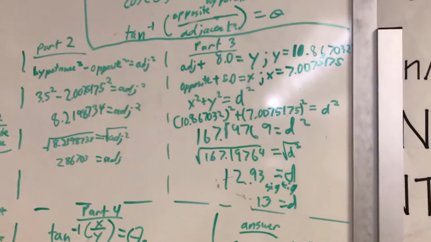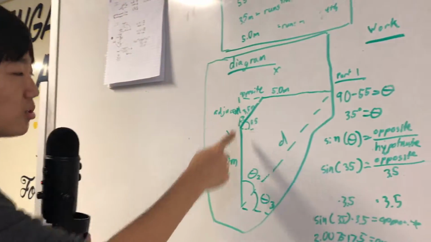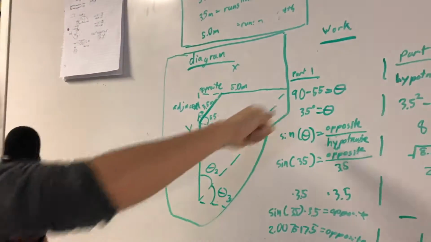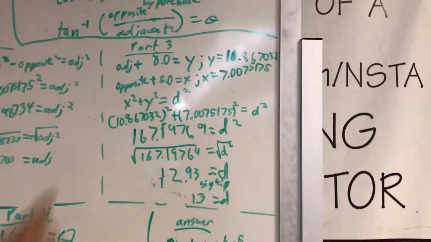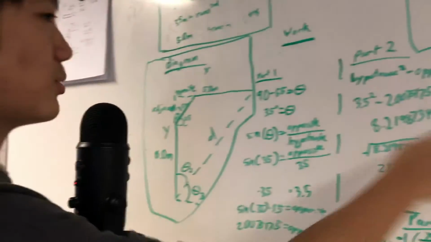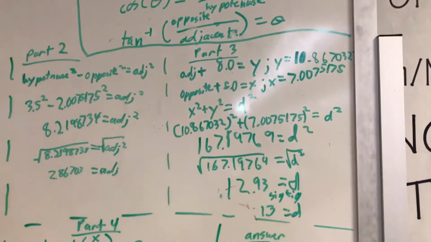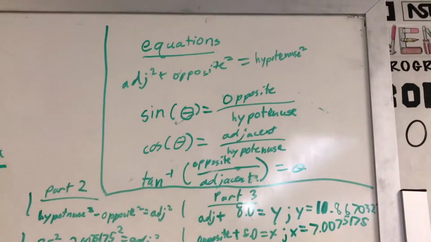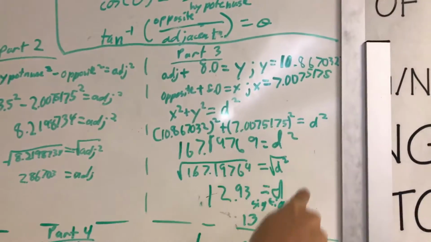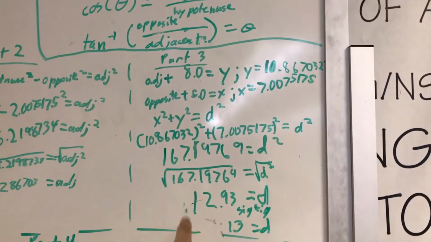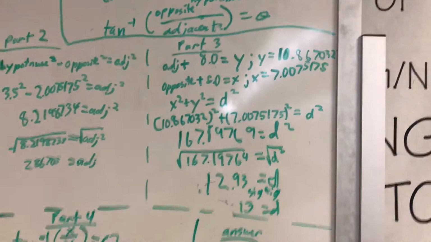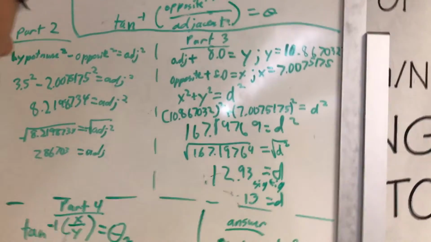Now what we want to do is find this whole length right here and this whole length right here, so you can find displacement through the Pythagorean theorem. We add adjacent to 8.0, so we can find y, which is right here, and add opposite to 5.0 meters, so we can find this length right here. Then you get these two values. So you do x squared plus y squared equals d squared, another Pythagorean theorem equation. You simplify that out, plug it in, and eventually get 12.93 equals displacement. Of course, you use sig figs, and you get 13 equals displacement.